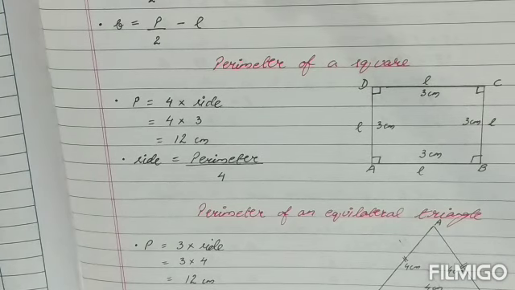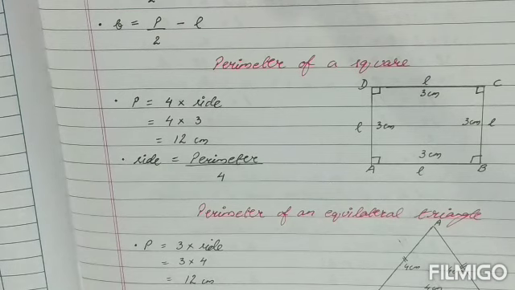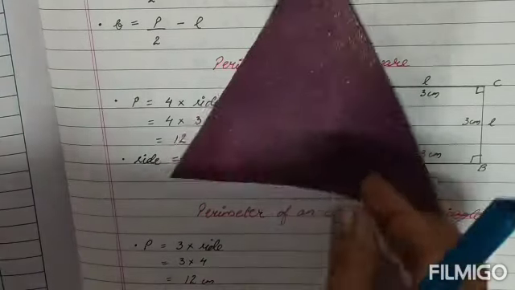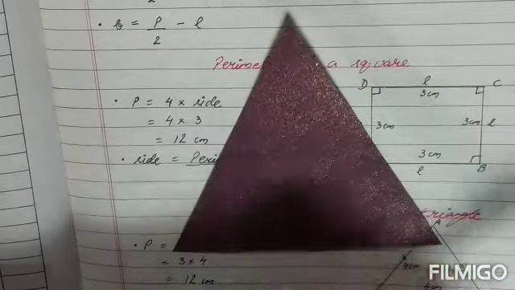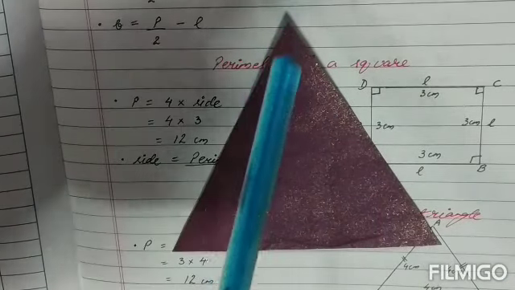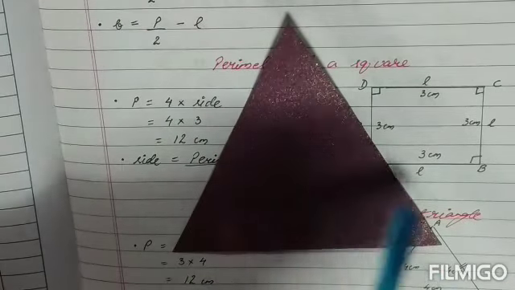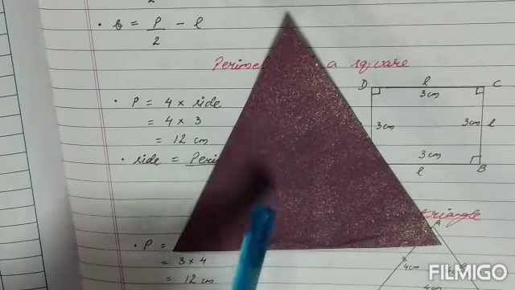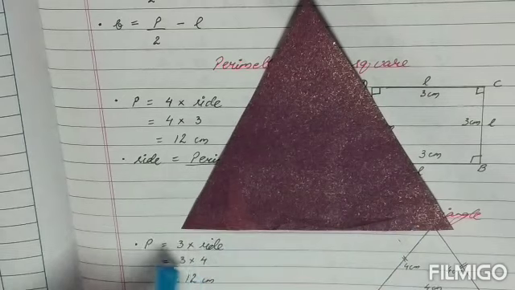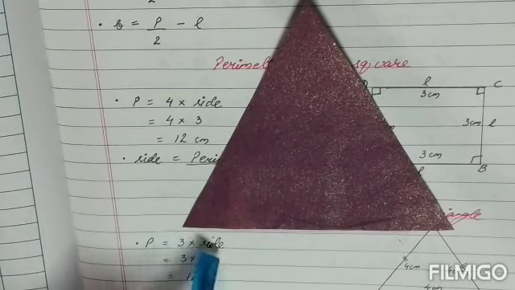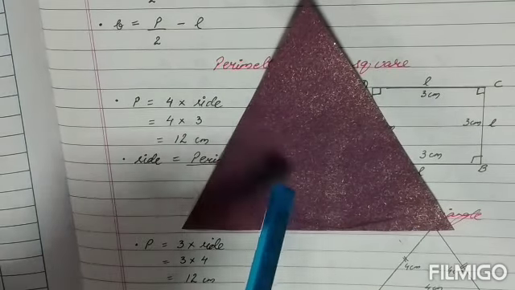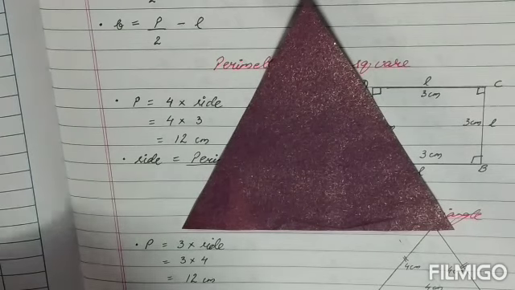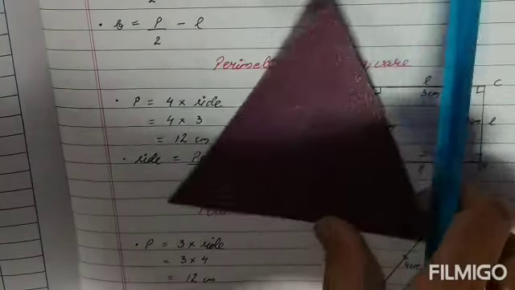The next one is, if we talk about an equilateral triangle, children. Right now I had shown you an equilateral triangle, this one. Now this was having the same sides. So whether I add all the 3 sides, or I make use of a formula, which is P is equals to 3 into side, I'll be able to calculate the perimeter of an equilateral triangle. Okay.